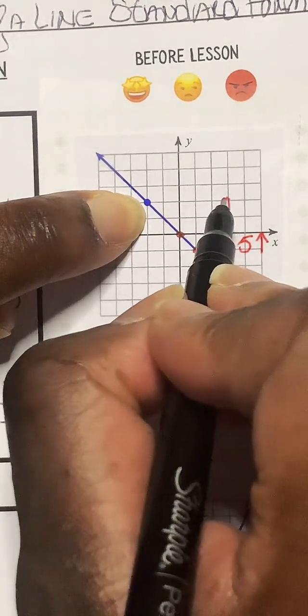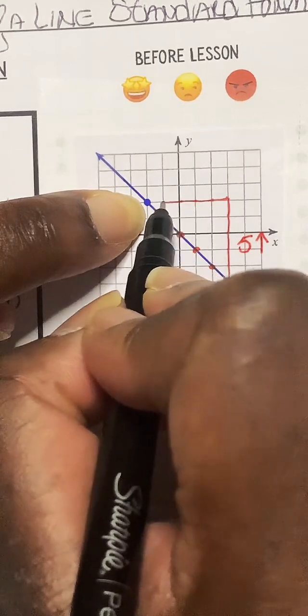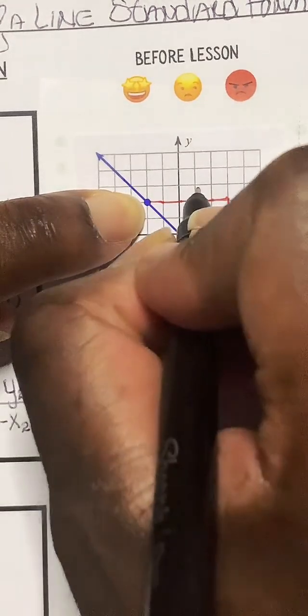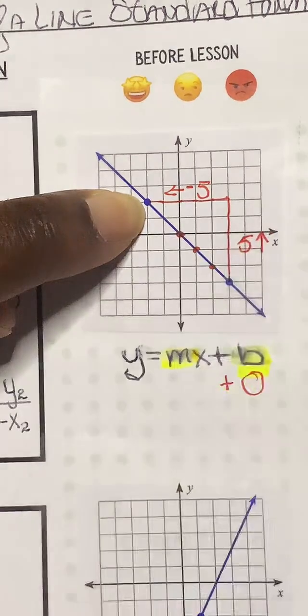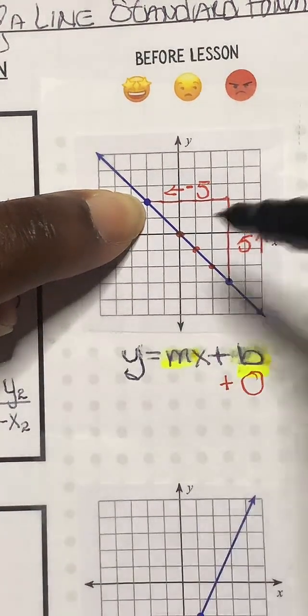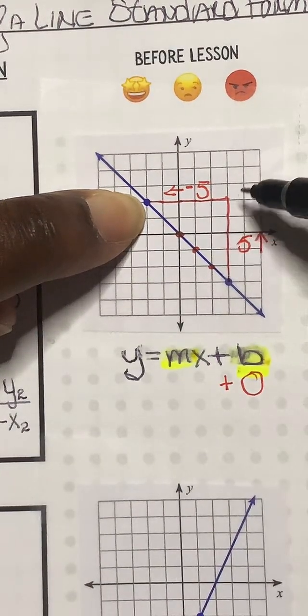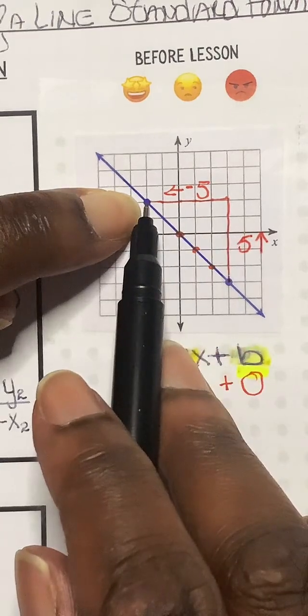Now I'm going to go to the left. 1, 2, 3, 4, 5. And since I went to the left 5 units, that means that's going to be negative, right? So going up is going to be positive. Going to the left is going to be negative.